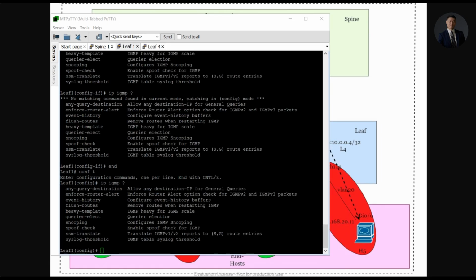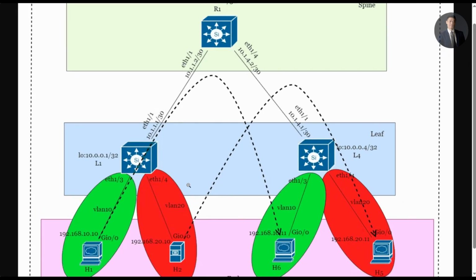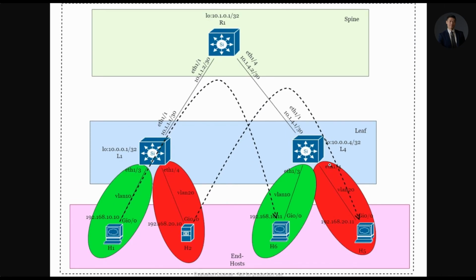Next, we'll go straight to my VXLAN config. Now we need to do basic VXLAN configuration. VXLAN configuration needs to be done only on leaf switches. This is my leaf 1 and 4. After this VXLAN configuration, any host in the same VLAN must be able to ping each other.